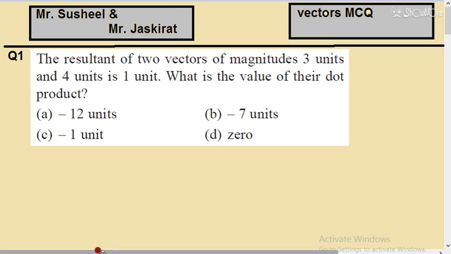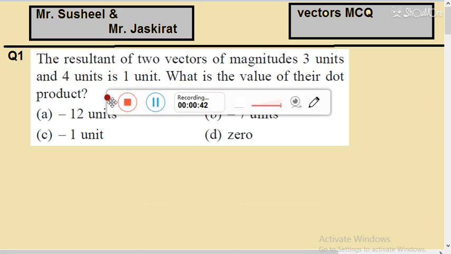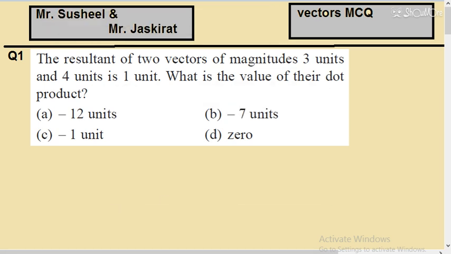Question number 1 on screen is: the resultant of two vectors of magnitude 3 units and 4 units is 1 unit. What is the value of their dot product? So students, I hope you know about the dot product.